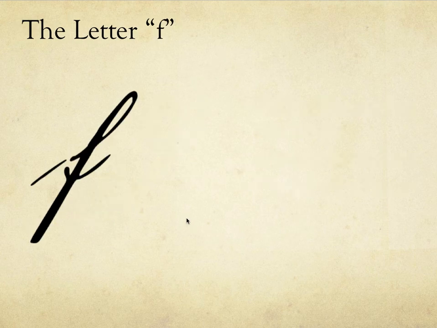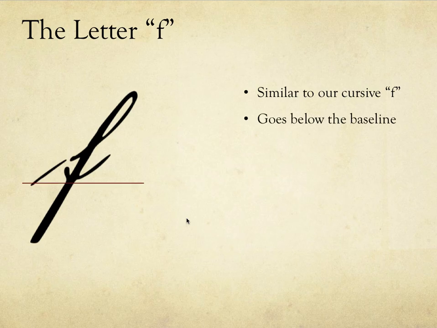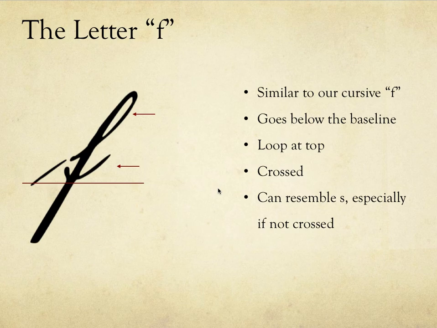Next letter is the letter F. It's similar to our cursive F. And an F goes below the baseline. So this straight line will be down below the line of writing. There's a loop at the top. And an F is normally crossed.